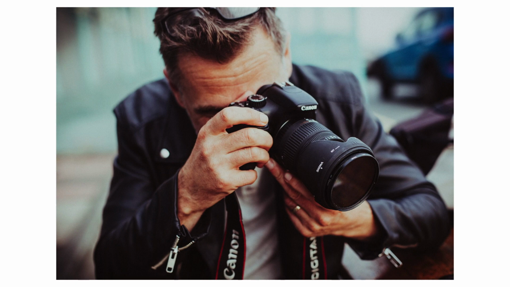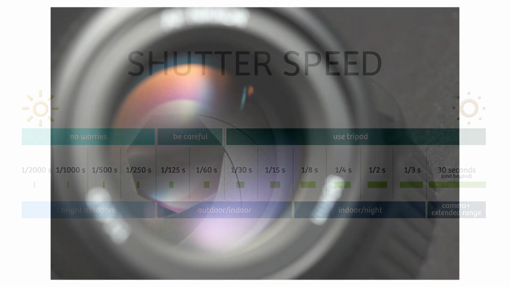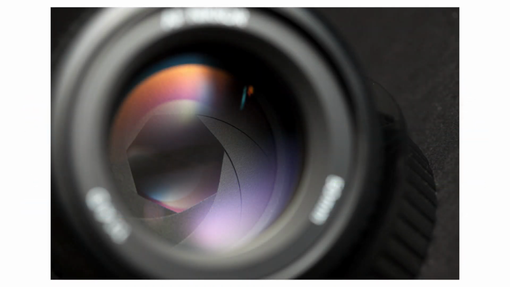Now the next mode is shutter priority mode. In this mode, you, as a photographer or cinematographer, choose the shutter speed that you wish to shoot at and let the camera make a decision about what aperture to select to give a well-exposed shot.